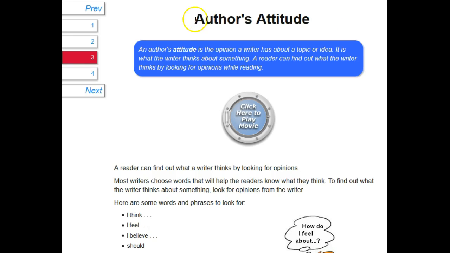An author's attitude is the opinion of a writer. The opinion a writer has about a topic or idea. It is what the writer thinks about something. A reader can find out what the writer thinks by looking for opinions while reading. You can now pause this recording to click here and play the movie in your lesson.